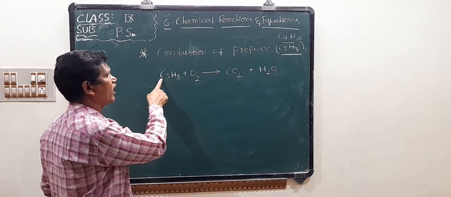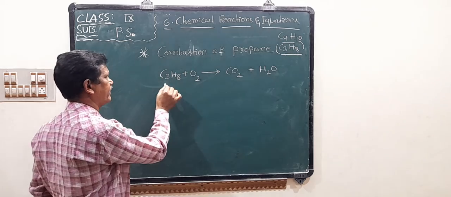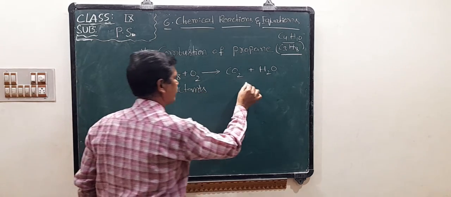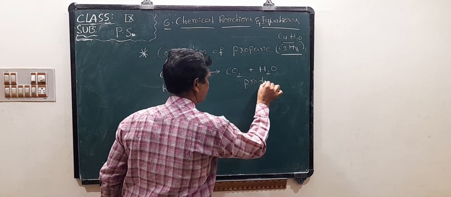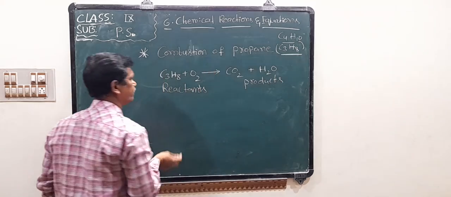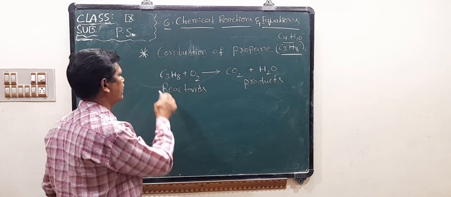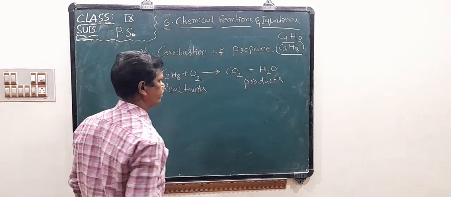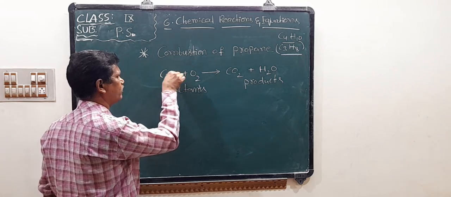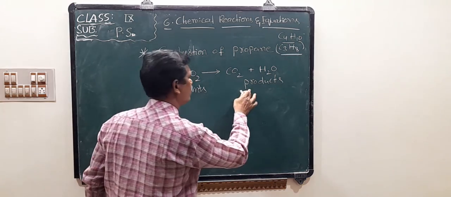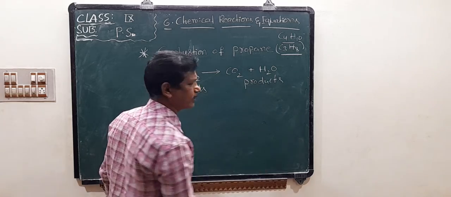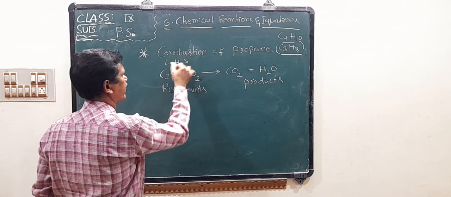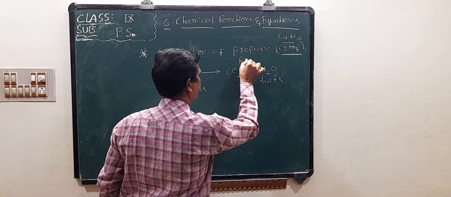There are three carbon atoms present on the reactant side, and only one carbon atom on the product side. There are 8 hydrogen atoms on the reactant side, and only 2 hydrogen atoms on the product side. This is the LHS, left hand side, and this is the RHS, right hand side.